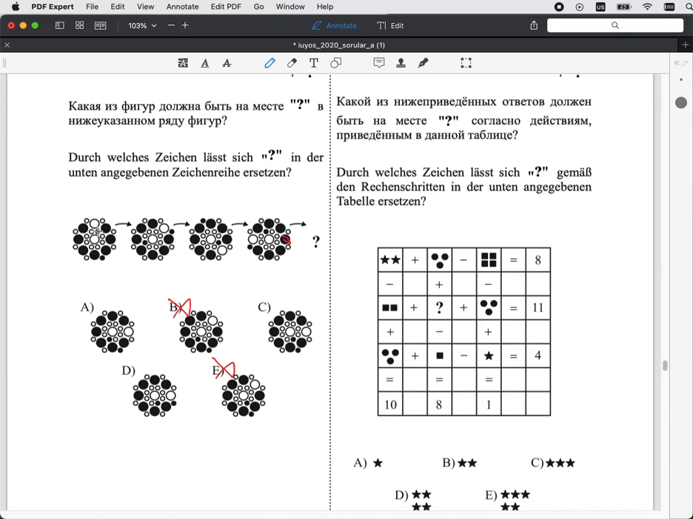The small black one in the inner circle moves from here to here by three places anti-clockwise. From here to here, two places, three places anti-clockwise. Then from here to here, and the answer will be here. So the answer is A.